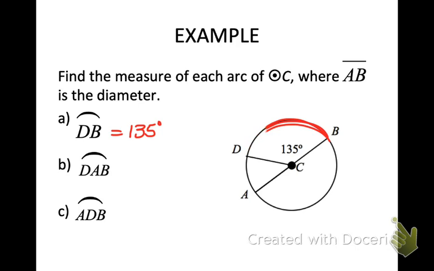Okay, what about DAB? So that means I'm going to start at D, loop through A, end at B. It's everything but what? 135. So how would I find that? Yeah, so 360 minus 135, which is 225.